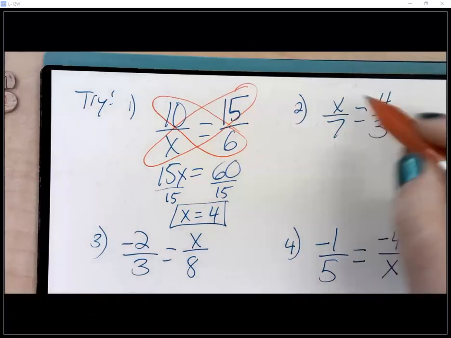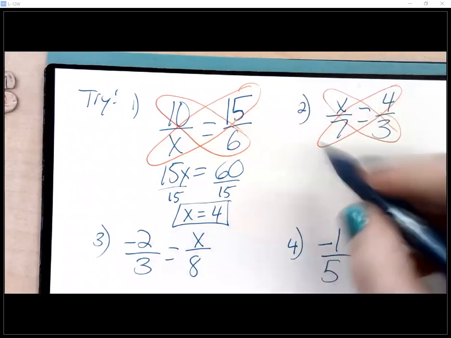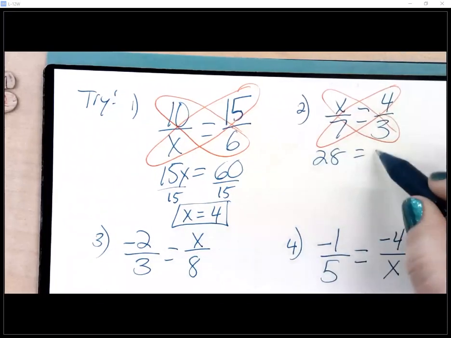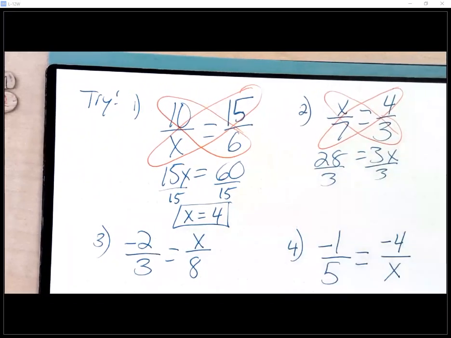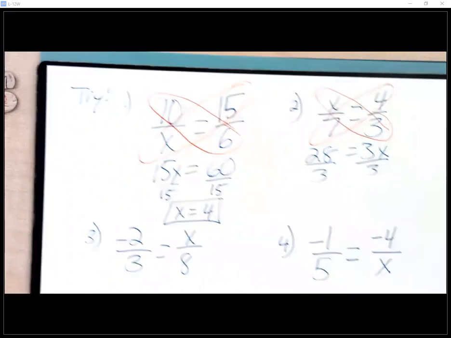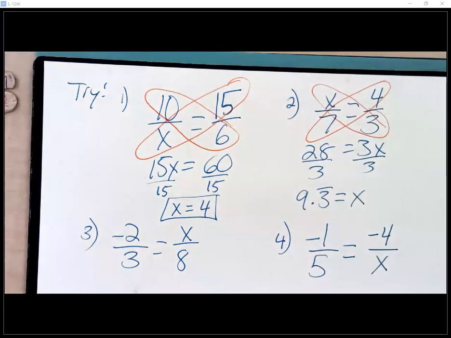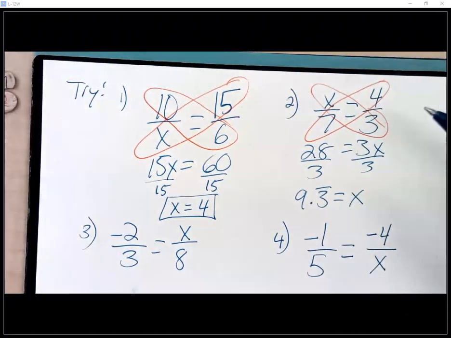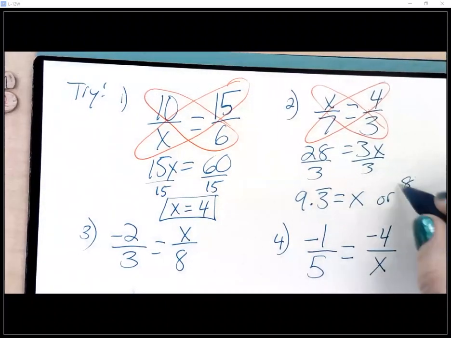So let's see. What is 7 times 4? 28. And then x times 3 gets you 3x. So you're going to divide both sides by 3. And 28 divided by 3. Yes, you're spot on. 9.3 repeating. So they can come out as decimals, and that's fine. By the way, you could have left it as 28 over 3, right, as the fraction. If you left it like that, that's okay too.